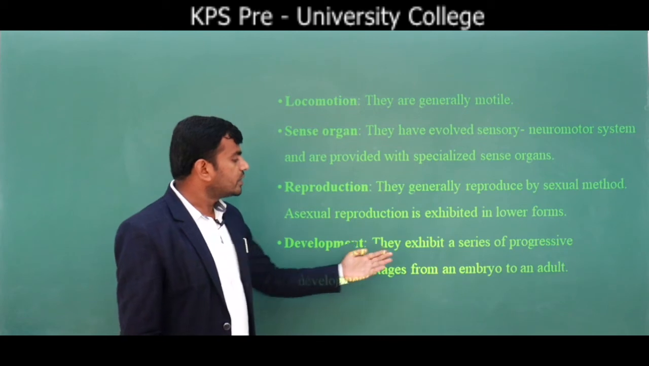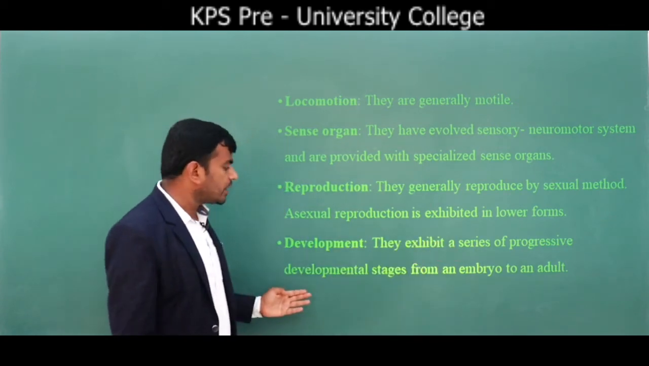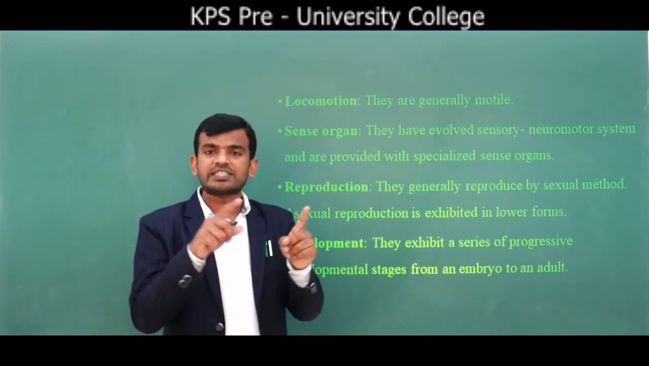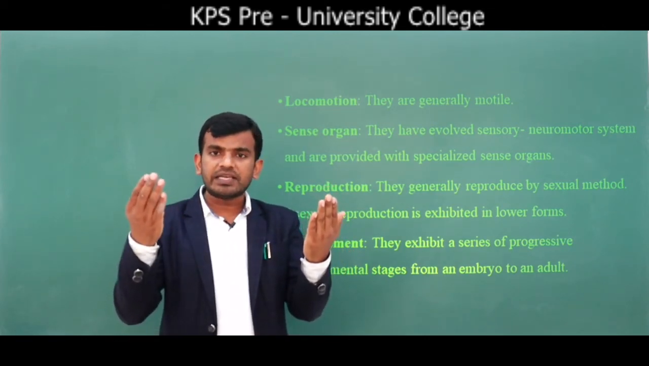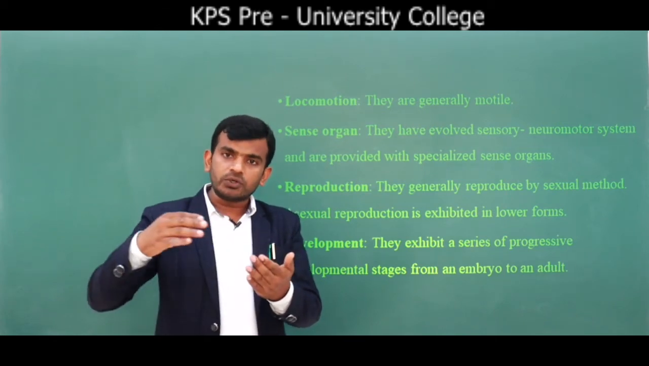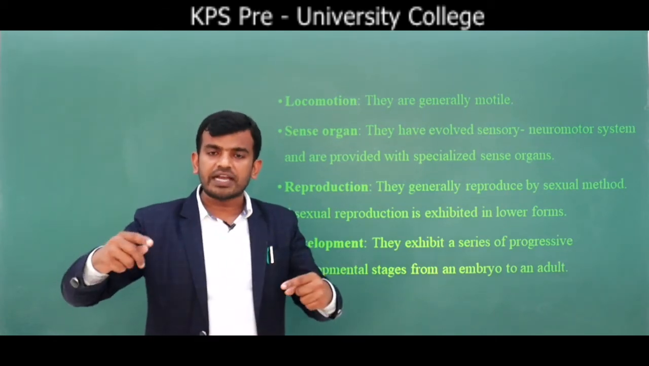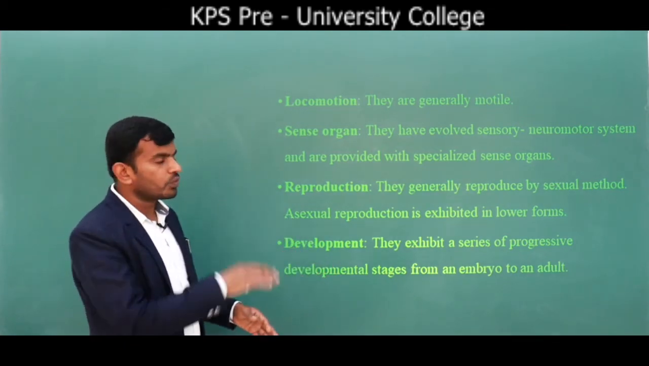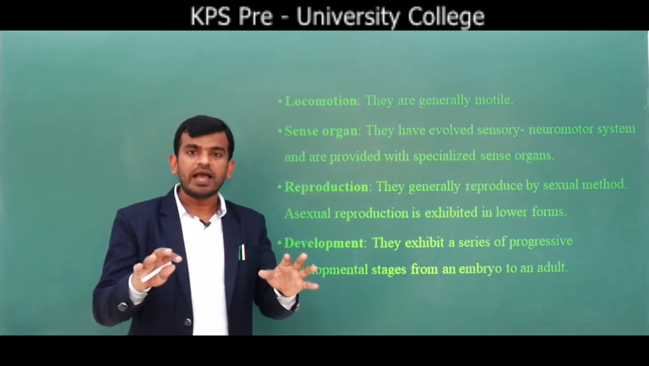The last point is development. Development means what? Exhibiting a series of progressive developmental stages from embryo into adult. As we know, during sexual reproduction, male and female gametes fuse together to form a zygote, and this zygote undergoes a series of developmental changes and becomes an adult, and that process is called what? Development. And this is about what? The salient features of kingdom Animalia.